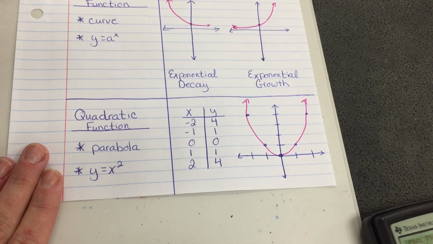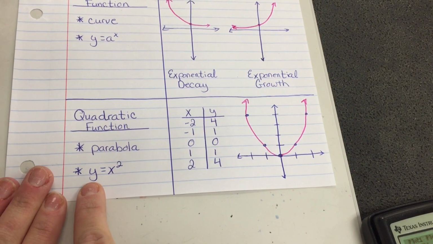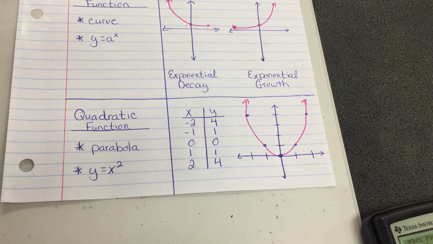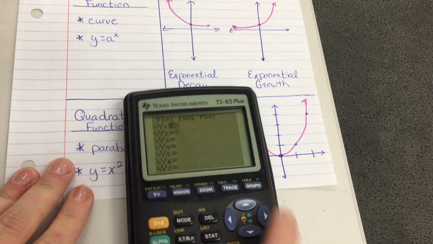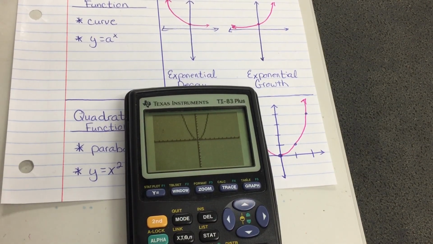A quadratic function looks like a parabola. And the basic formula is y equals x squared. Now we're going to take this parabola and, here in a minute, we're going to stretch it, compress it, and move it. And that's what we're going to focus on today, the quadratic function. But the parent function is y equals x squared. And this is what it looks like. If you want to look at that in your calculator, if you graph x squared, there's your parent function. So we're going to look at how that changes.